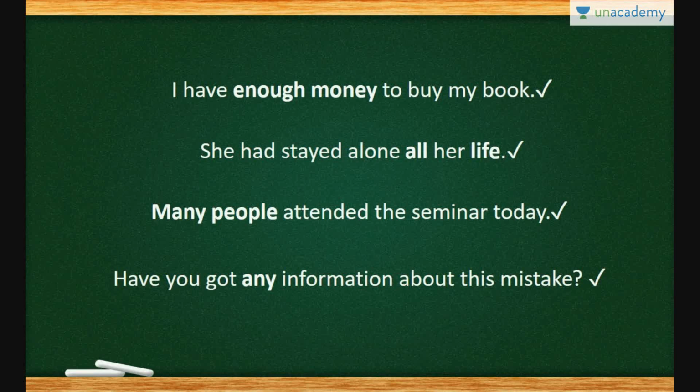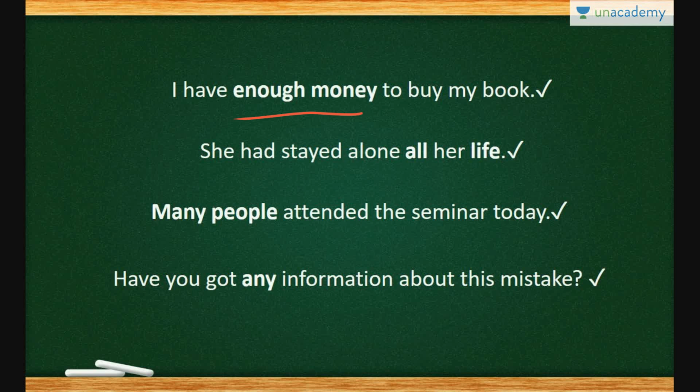I have enough money to buy my book. Now, money is money. You can't count money. If you say you have so many rupees, then you can count it. But if you say money, in general, it is taken as uncountable. Therefore, I have enough money. That means I have sufficient money to buy my book.